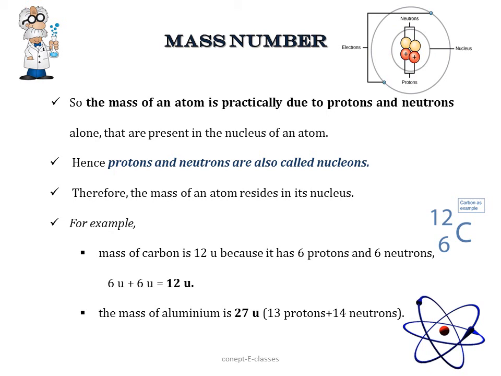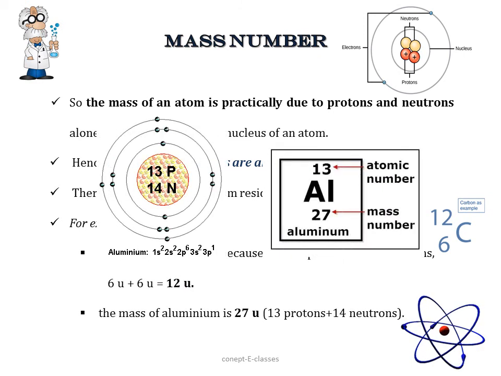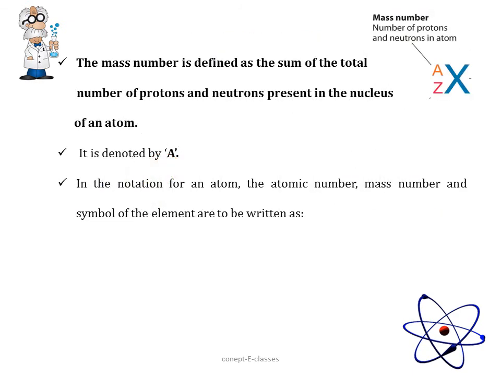Say for example, the mass of carbon is 12 u. Why? Because it consists of 6 protons and 6 neutrons: 6 u plus 6 u is equal to 12 u. The mass of aluminium is 27 u. Why is that? Because it consists of 13 protons and 14 neutrons, so the mass is equal to 13 plus 14, which is equal to 27 u. Therefore, the mass of an atom is mainly due to the protons and neutrons.